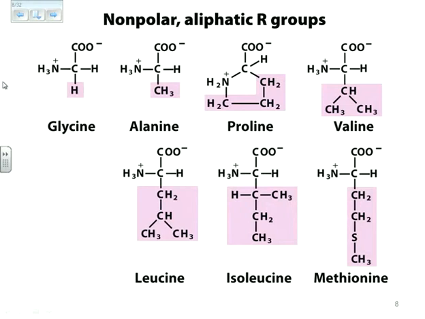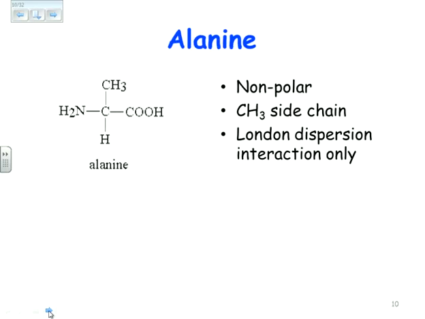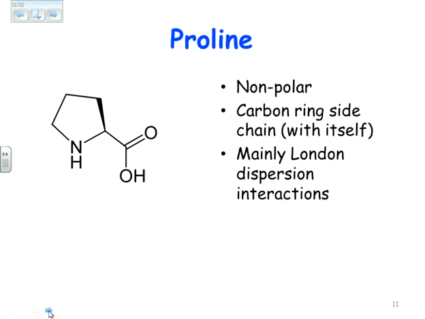What is it called when you have a positive and a negative in the same compound? Yes, zwitterionic. Okay, and then we learned two amino acids yesterday. What is the R group coming off glycine? H, and then alanine? Methyl, or CH3, same thing.